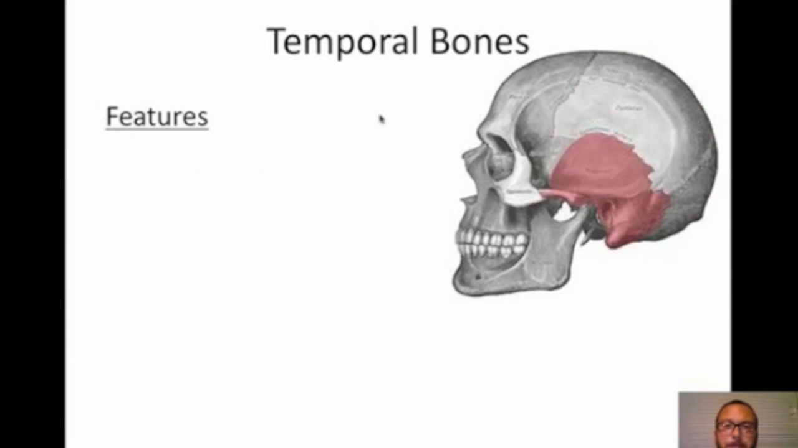Moving on to the temporal bones. Temporal kind of sounds like your temple. This would be the side of your head. You see this weirdly shaped bone. Okay, the temporal bone has a lot of features. There are 2 of them, one on either side.